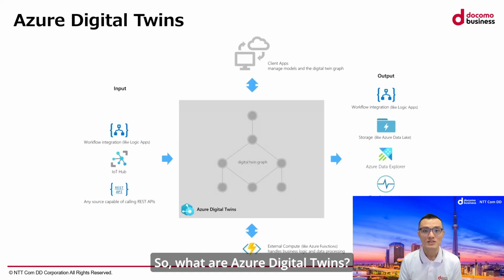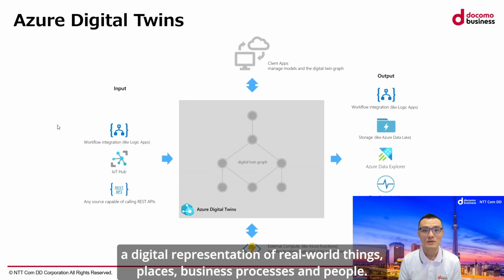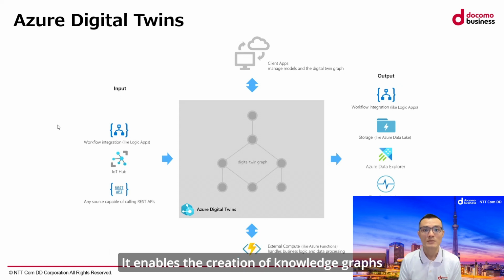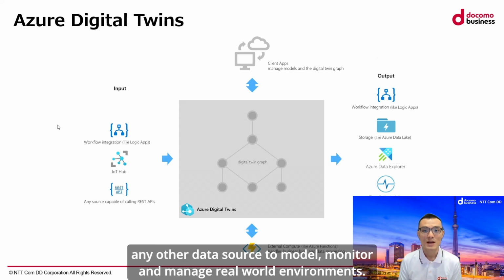So what are Azure Digital Twins? Azure Digital Twins is an Internet of Things (IoT) platform that enables you to create a digital representation of real-world things, places, business processes, and people. It enables the creation of knowledge graphs based on digital models of entire environments, combining data from all your IoT devices, business applications, and any other data source to model, monitor, and manage real-world environments.